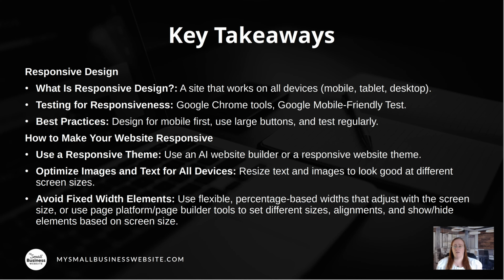And then ways you can make it responsive, use a responsive theme, but most typically are these days. You can optimize images and text for all devices, and so you can resize them based on different screen sizes, and then try to avoid using fixed width elements. Try to use flexible widths so that it adjusts with the screen. A lot of tools will do this automatically for you. We'll talk about that shortly here. Okay, so now let us go to the next phase of this.